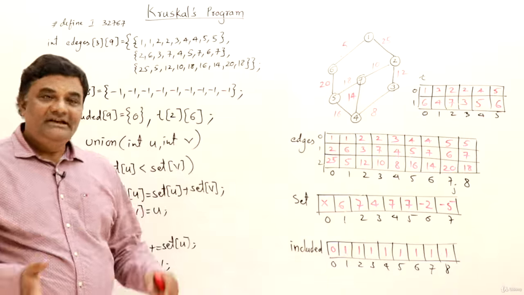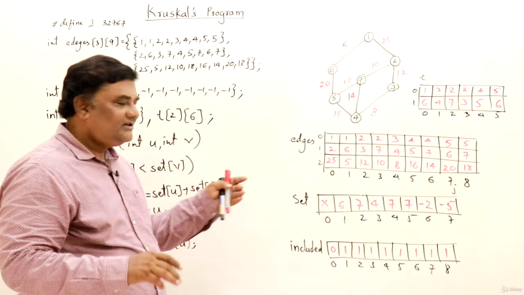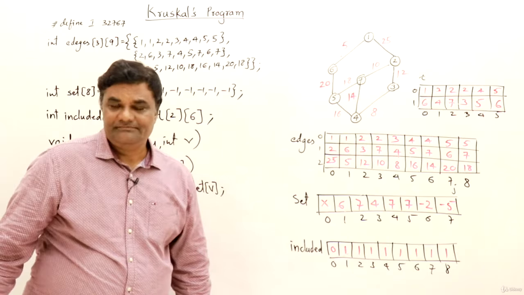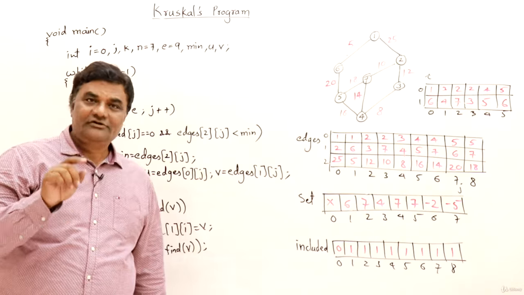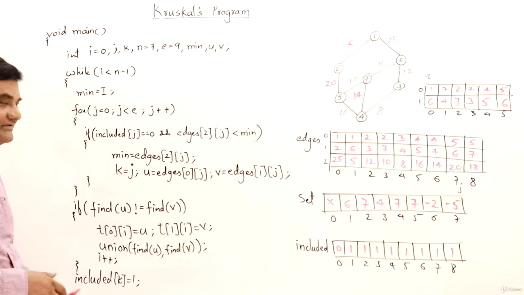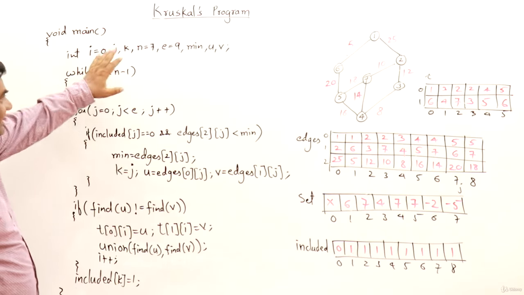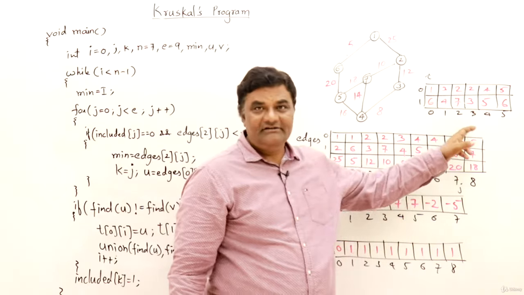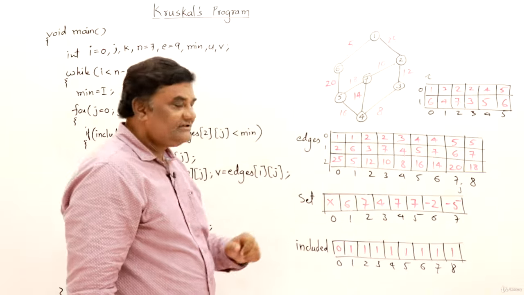Now let us write down the main function for Kruskal's algorithm. The procedure is very simple. I will write the code and I will explain it to you. Here I have written a main function for Kruskal's algorithm. Look at this one. See, these are the variables that I will be using. I, for preparing the tree solution, I was using here, that is starting with 0.